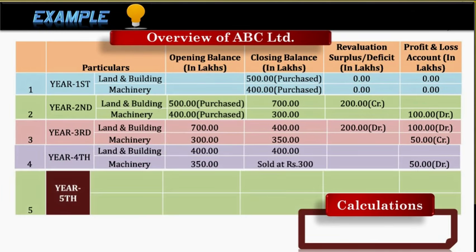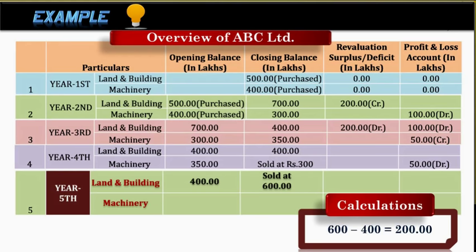In the year 5, land and building is sold for rupees 600 lakhs. Thus, there is surplus on sale of land, 600 minus 400, that is rupees 200 lakhs. Now, we clearly need to understand that rupees 100 lakhs is to be credited to P&L as a reverse of earlier deficit, and the balance of rupees 100 lakhs shall be transferred to revaluation reserve.